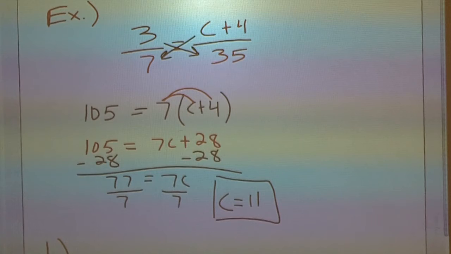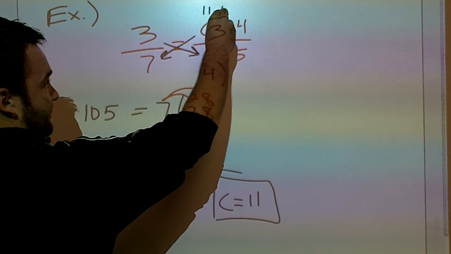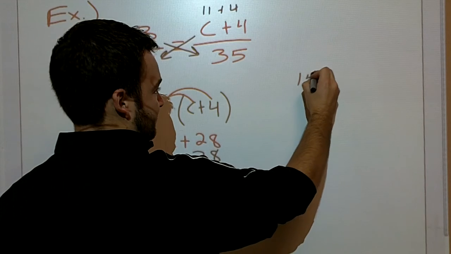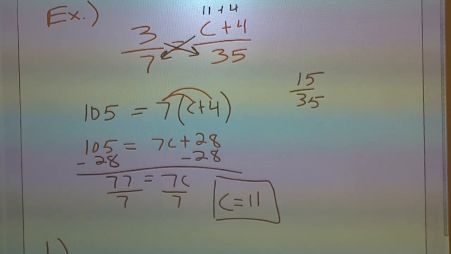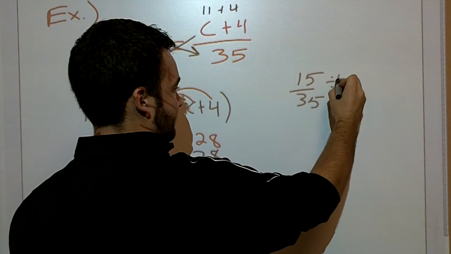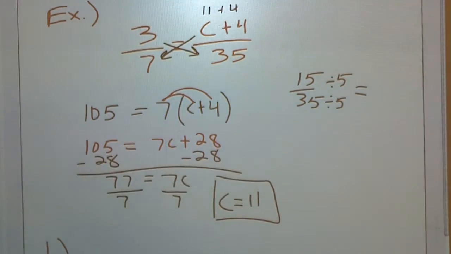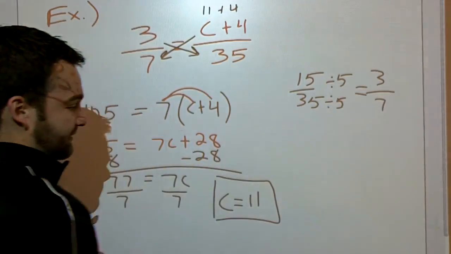C equals 11. If we wanted to check this, we plug it back in. We've got 11 plus 4 over 35, which is 15 over 35. Is 15 35ths equivalent to 3/7? We can divide top and bottom by 5. 15 divided by 5 is 3, and 35 divided by 5 is 7.